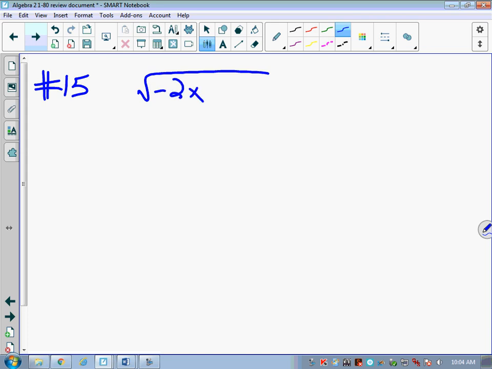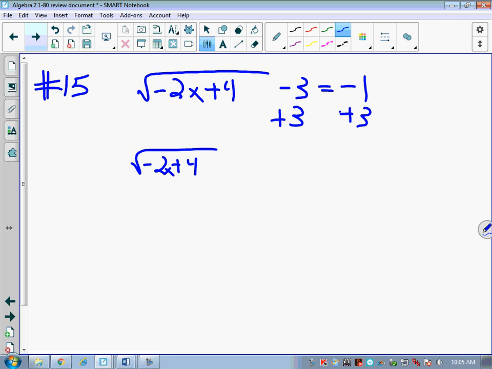The square root of negative 2x plus 4, minus 3, equals negative 1. If we wanted to solve for x in this case, what's the first thing I'd want to do there? Add 3. We want to isolate the radical. All right, so you're absolutely right. We would add 3. So we would get the square root of negative 2x plus 4 equals what? 2. All right? What would I do from there?